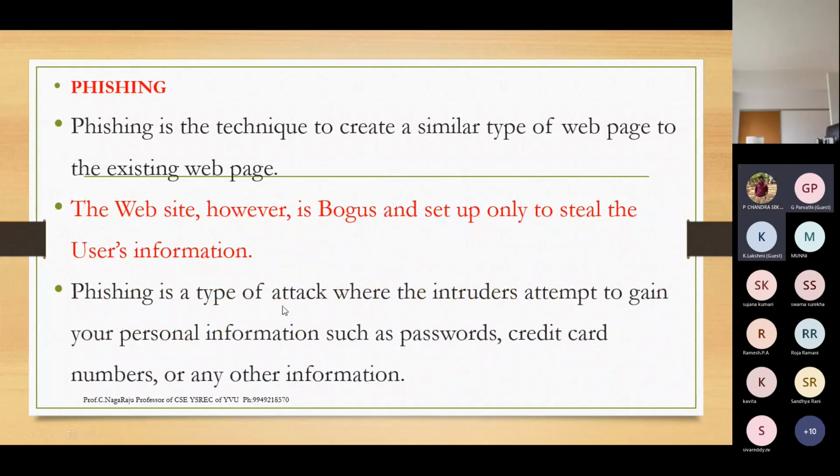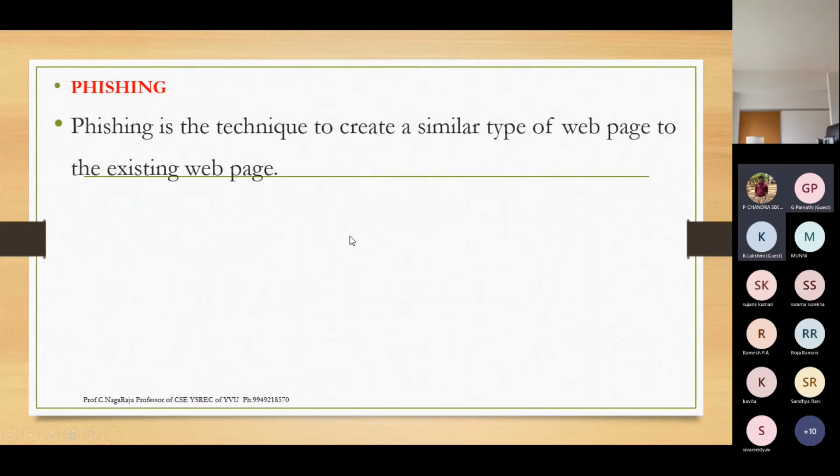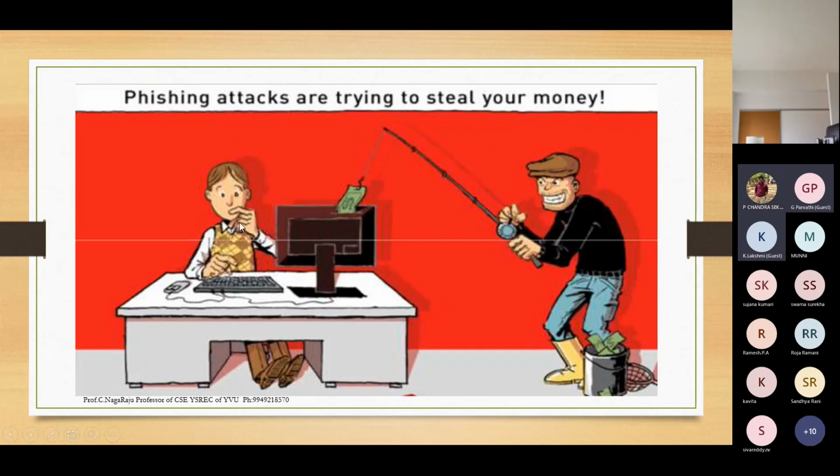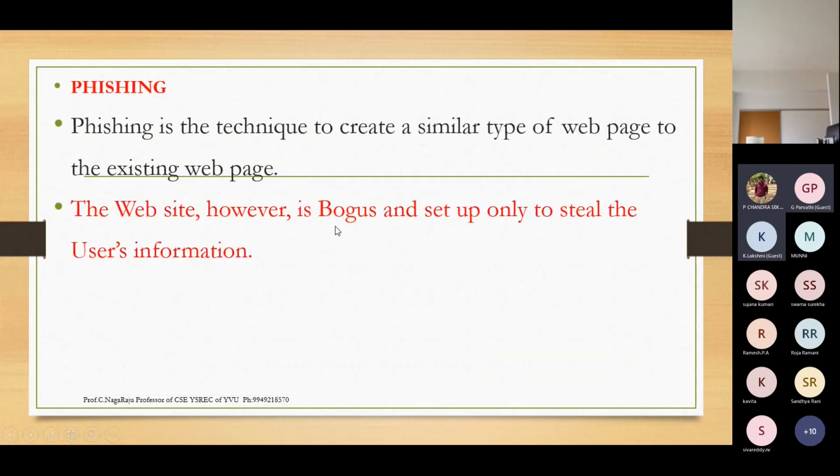So phishing is a type of attack where the intruders, meaning the people with malicious purpose, steal information to gain your personal information such as your passwords or your credit card numbers or any other information. The main use of phishing page creation is to steal your passwords or credit card numbers and other information like this. So this is phishing, right? But you see that it is one kind of phishing page. Here we can see that it looks like the original page.